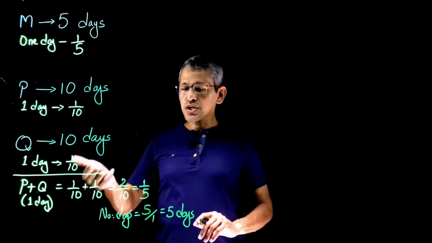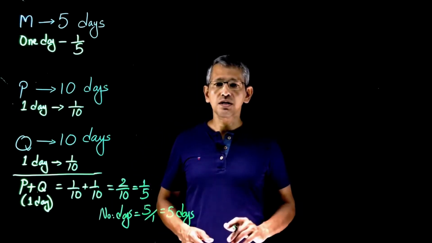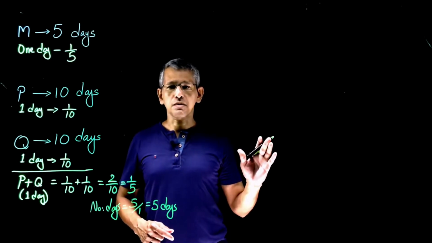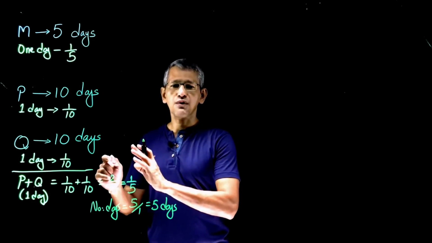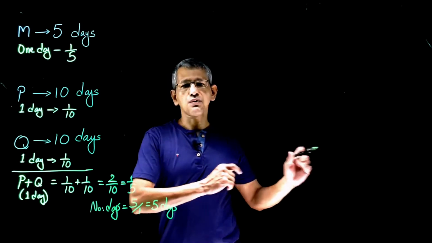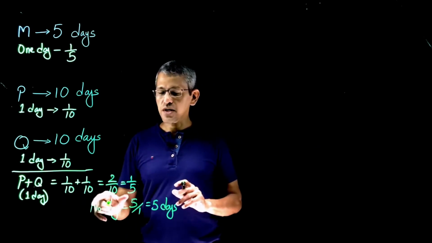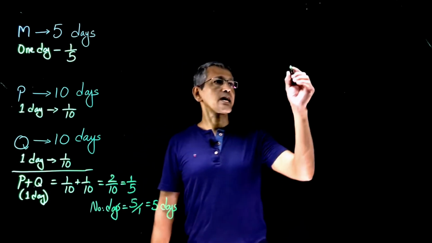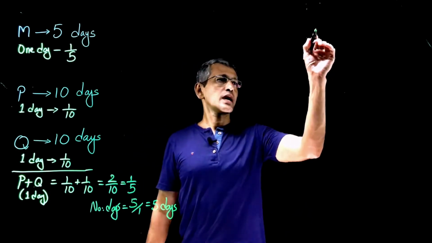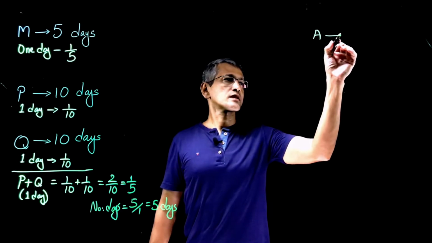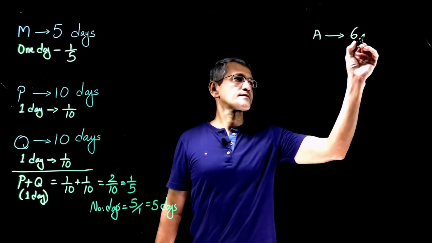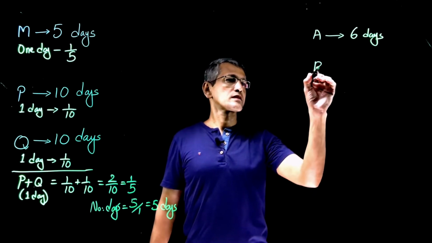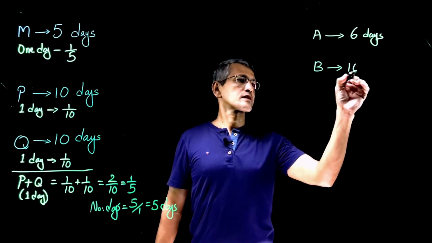However, when we use this method, in some of the questions it may not be 10 days for both of these people. It could be 6 days for one person and 10 days for the other person. In that case we probably require this kind of calculation, right? So let's take a look at another case, A and B. A can do a task in 6 days, and B can do a task in 10 days.